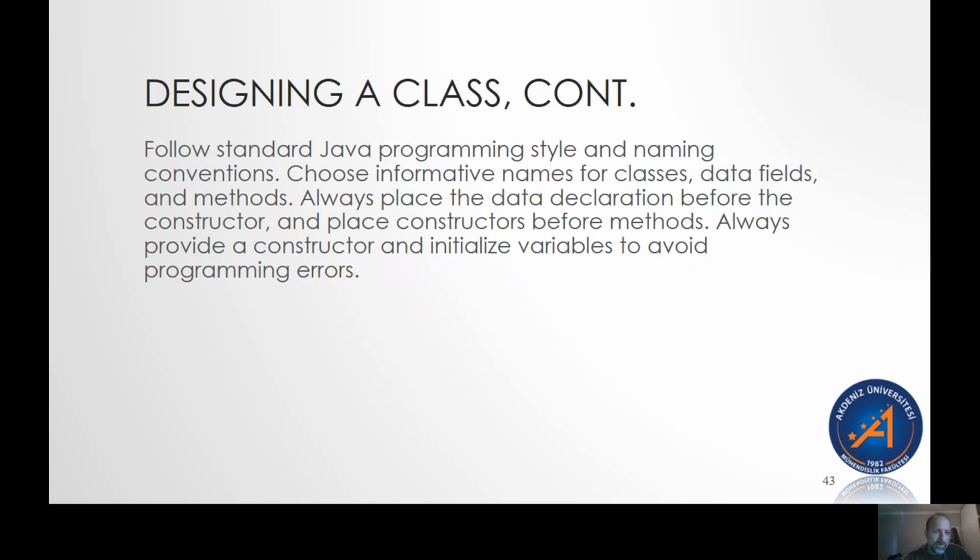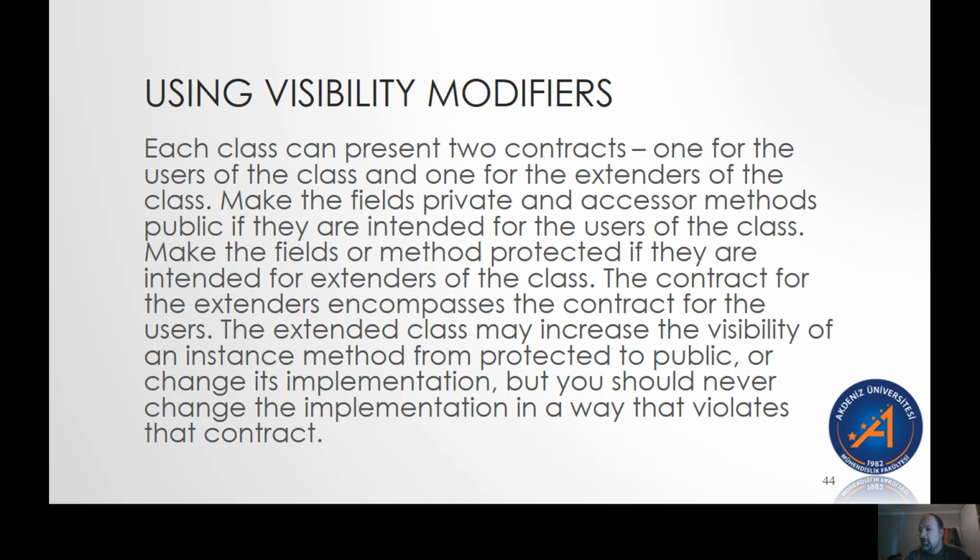Just like before, we talked about with variables, you want to have good names for classes, attributes, and methods, right? And provide constructors and initialize variables, because if you end up with a null value, you can end up with problems. Using visibility modifiers, we've talked about this, ideally you want to make your attributes private and your methods public, right? And that's generally a good rule of thumb, good practice.